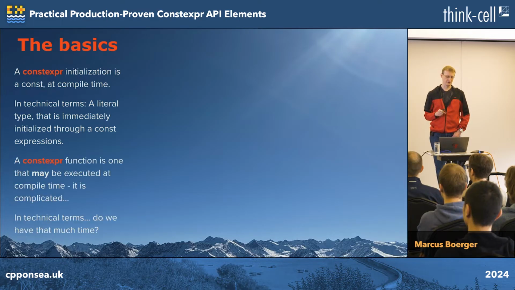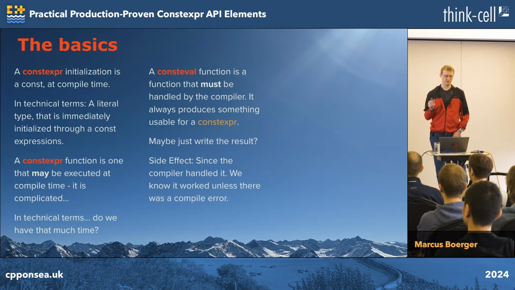A constexpr function is one that may, favorite word of this talk, may be executed at compile time. And it's really complicated. And we probably don't have enough time to go over all of this. Okay, a consteval function is a function that, if you were in the JSON talk, you should know about this already. Unlike constexpr that is may, consteval says either it is done by the compiler or it's a failure. So that's the short one.